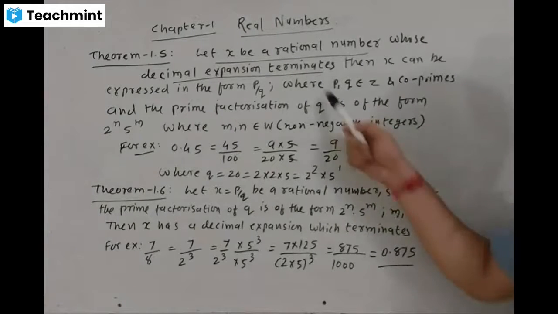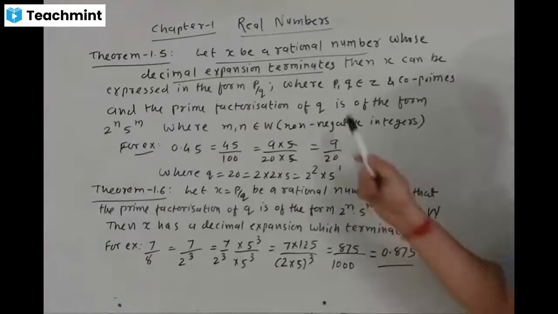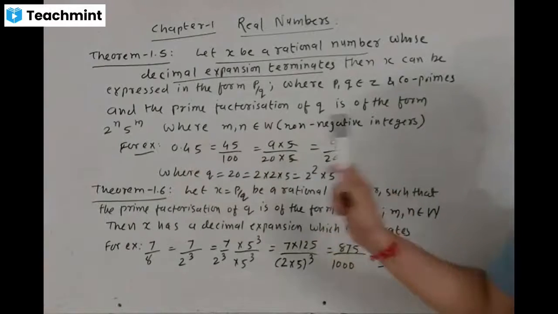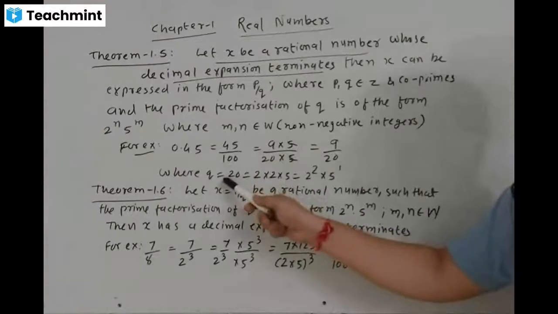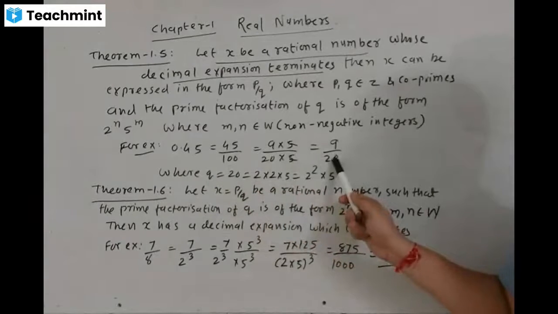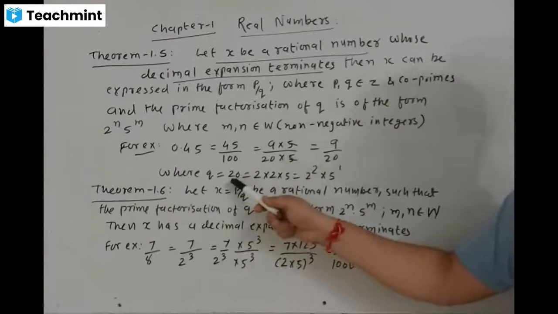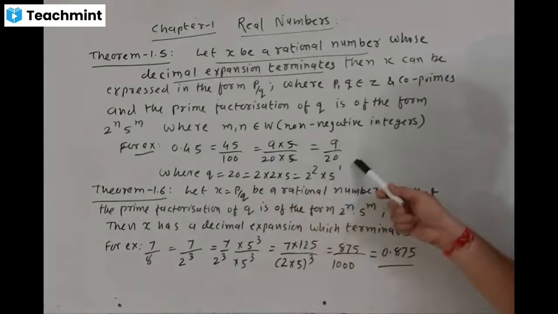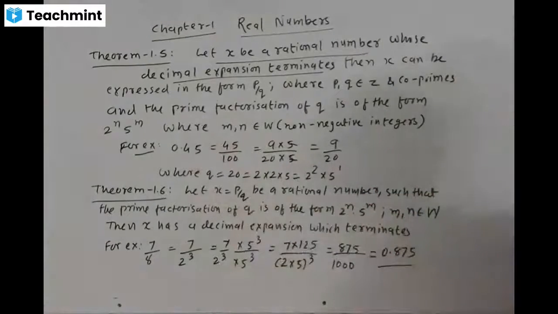And the number is in p by q form. So the decimal form is converted into p by q. Okay. For q, the denominator, the prime factorization of q is 20, and its prime factors are 2 into 2 into 5, that is 2 raised to 2 into 5 raised to 1.